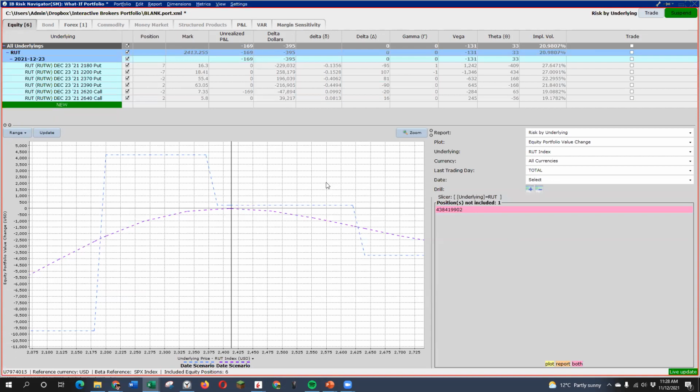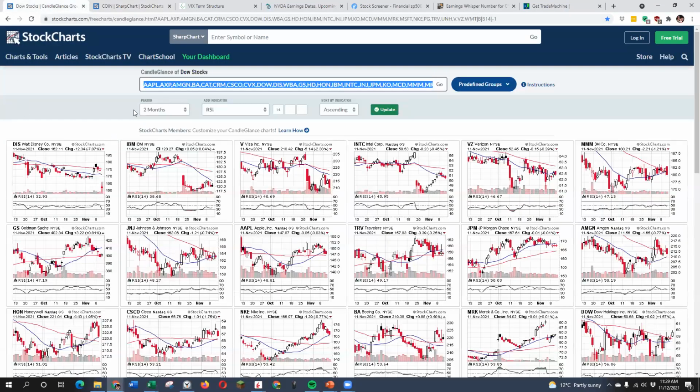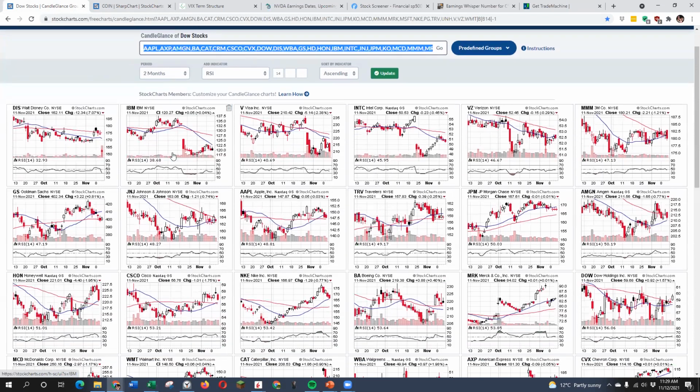So let's go back and review some of the basics that we've covered in the course so far. If there's any questions, pop them in the chat, but let's go back to the start and think about how do we find trade ideas? Dow stocks, remember we're doing our candle glance here on stock charts. Great place to look for trades, very high liquidity. We can get a quick look at what's happening in some of these stocks. Typically, when we're seeing quality blue chip names being really oversold, they typically bounce back.